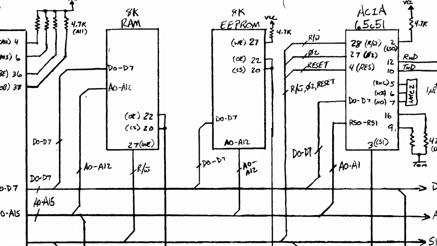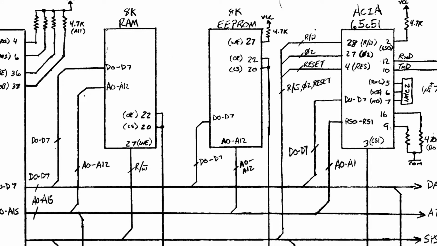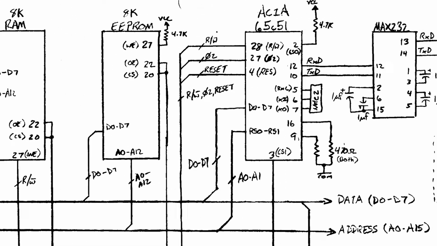On the RAM, I've attached all the data bus wires from the processor straight into the data wires on the RAM, but I'm only using address pins A0 through A12 from the processor for the RAM. That's because the RAM is only 8K and that's all I need. And same goes for the 8K EEPROM. Also on the RAM is the read-write pin, and that's tied straight to the read-write output on the processor. But on the EEPROM, the read-write pin is tied to VCC through a 4.7K resistor, and this is so that I can prevent any accidental writing to the EEPROM when the computer boots up or there's power fluctuations.